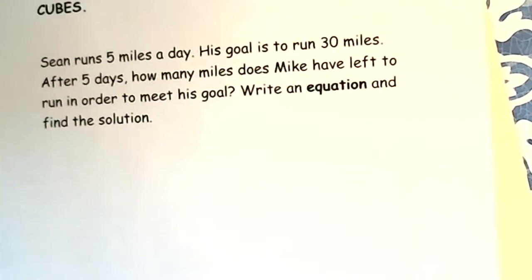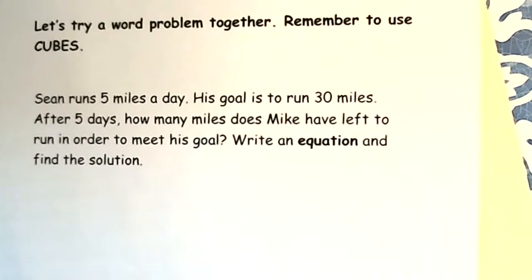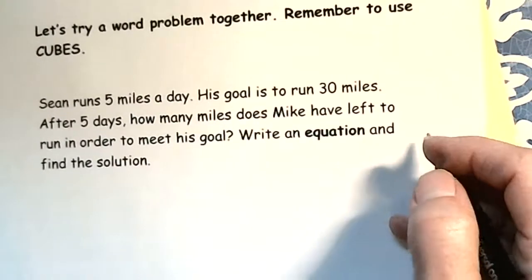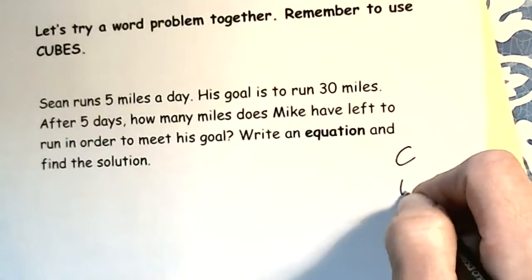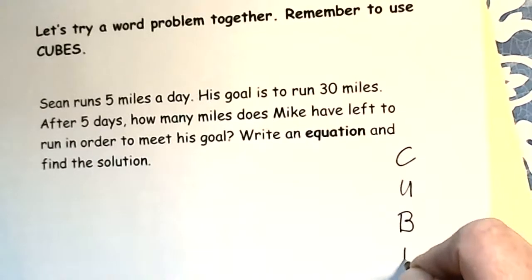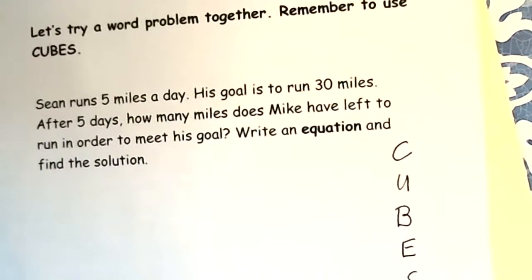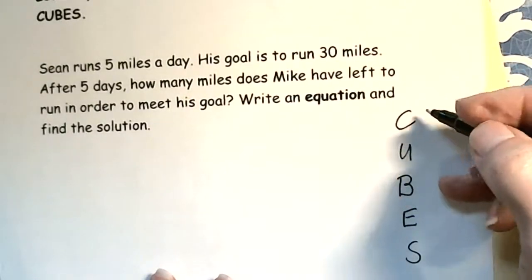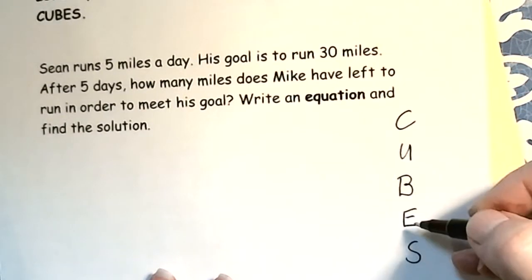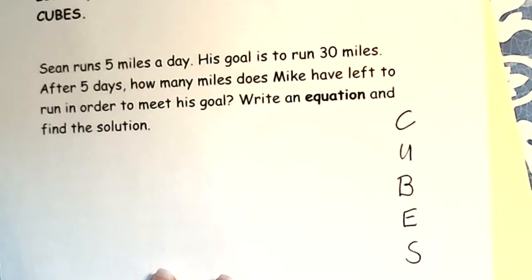Okay, so we're going to solve a word problem together, and we're going to write an equation to solve it after we read it. We're also going to remember to use our CUBES method. I'll write it over on the side again. CUBES means that I will circle, underline, box, write an equation, and solve.